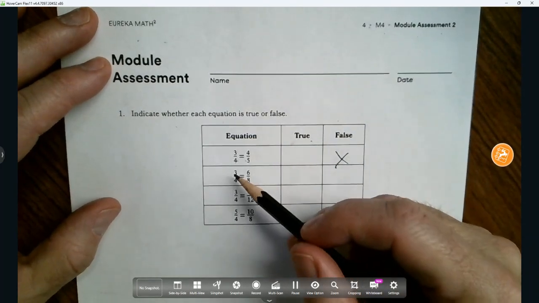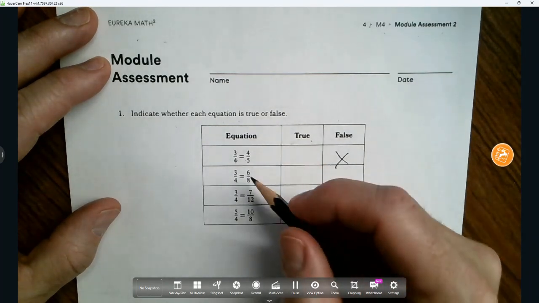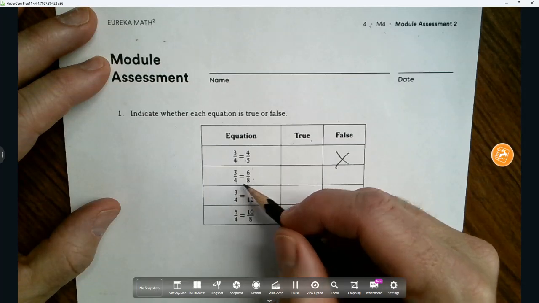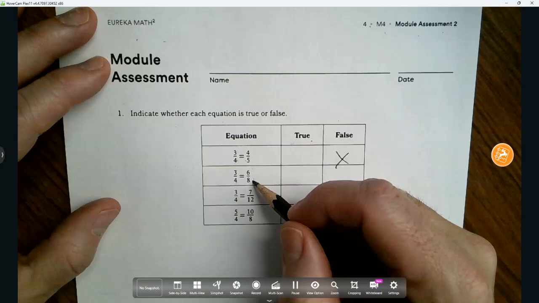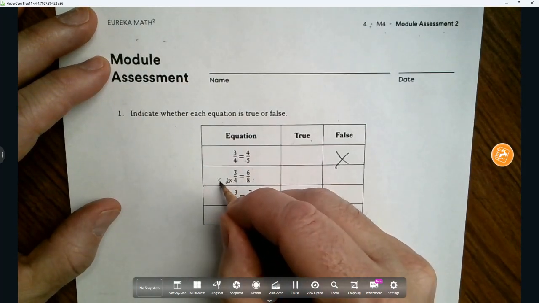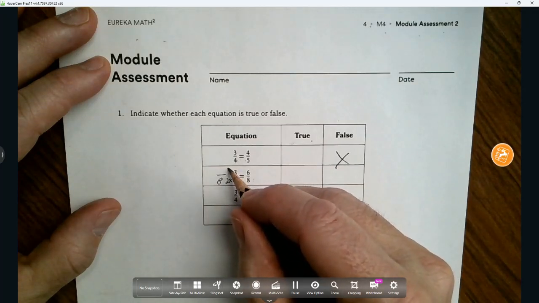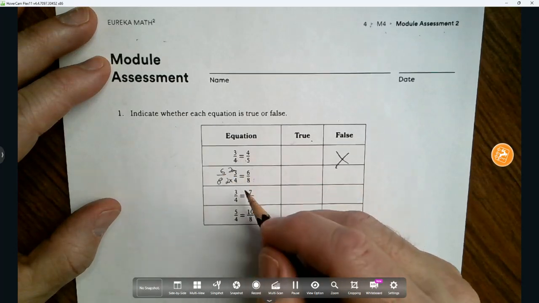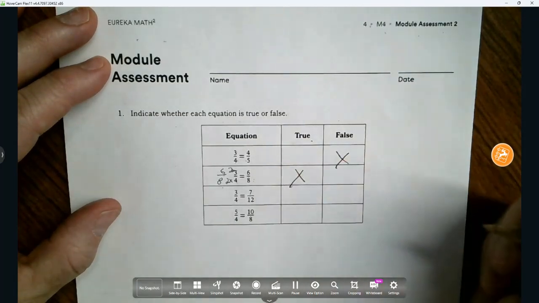All right. The next one is 3/4 equals 6/8. Well, if we look at this one, 3/4, 6/8. The bottom is 4. The bottom here is 8. Can you multiply 4 by anything to get 8? You can. If you multiply 4 times 2, you get 8. Well, if you multiply the bottom by 2, you must multiply the top by 2. So if we multiply 3 times 2, we get 6. Look at that. 6/8 equals 3/4. So that would be true.